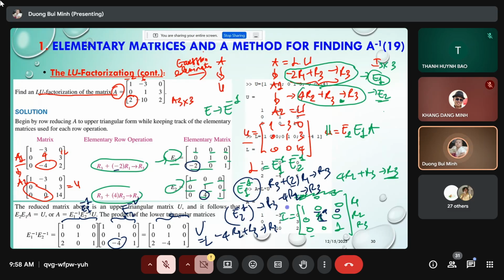Okay, or you can apply the linear equation. A equals L times U. We know A. We know U. So you can get L. Okay, so we have 2 ways. So finally, you can get the factorization of A, okay, to be L times U. Any questions so far?